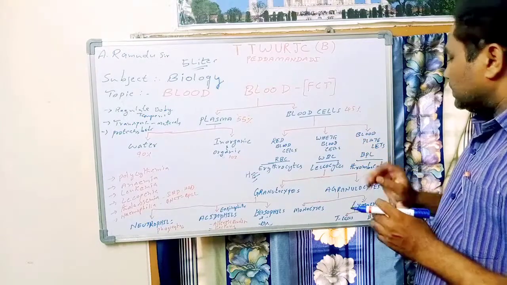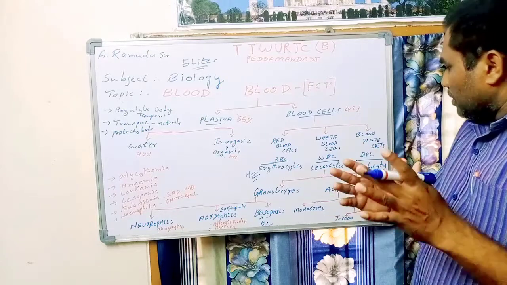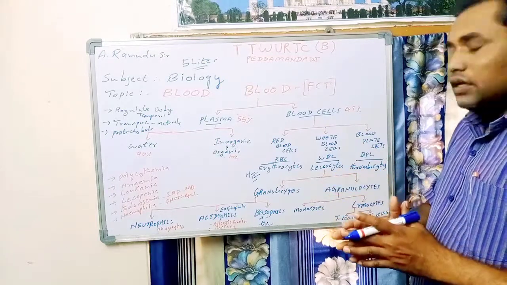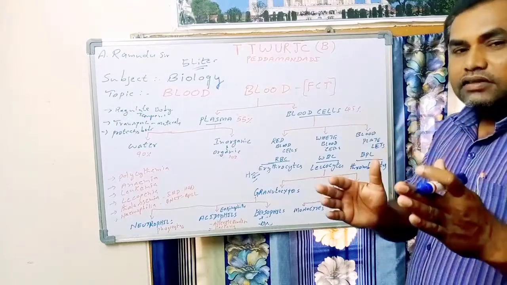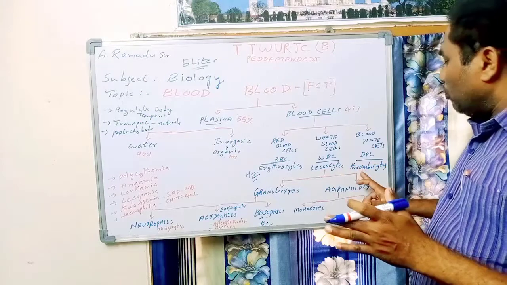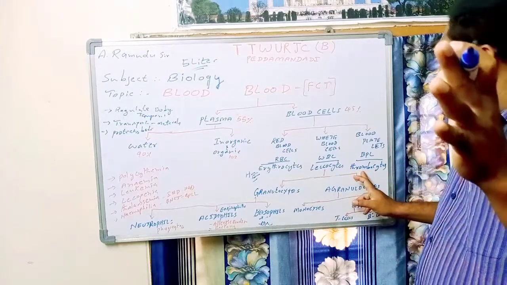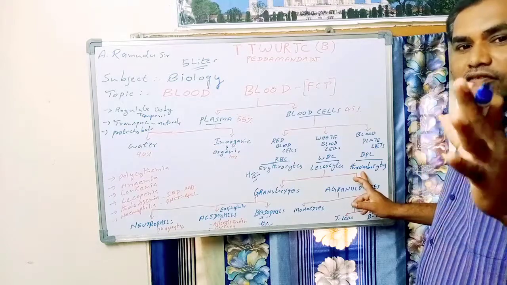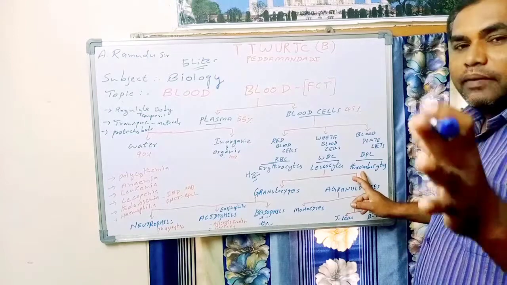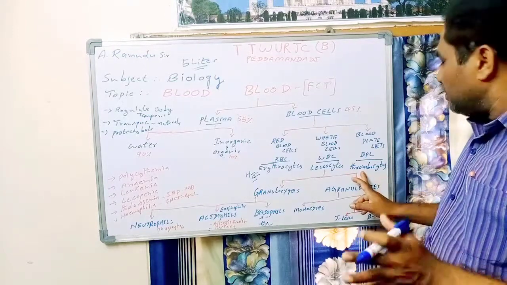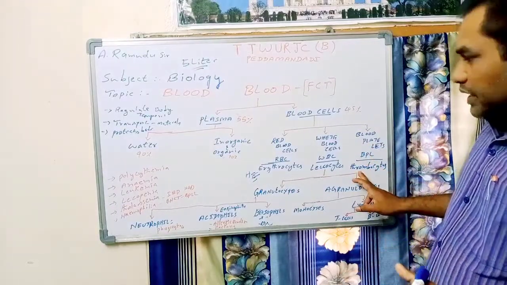So blood platelets are irregular in shape, and they are also called thrombocytes. The major function of blood platelets is clotting of blood. During injury, while blood is bleeding, they participate to clot the blood.